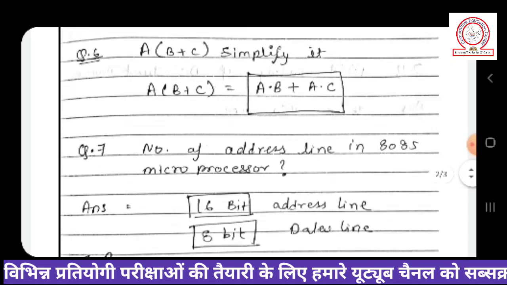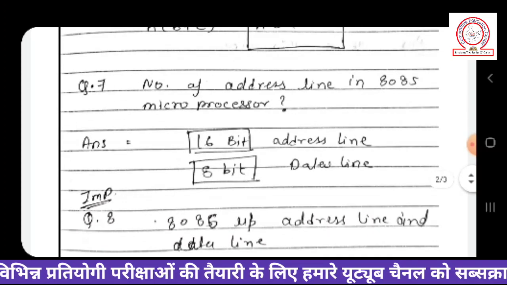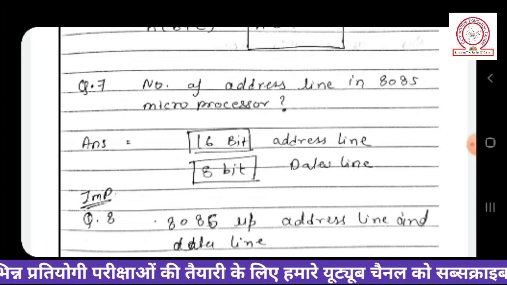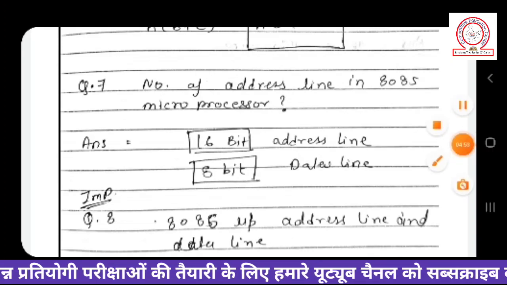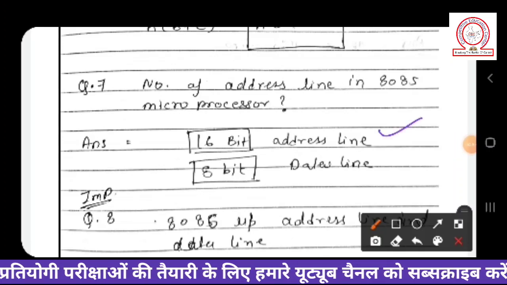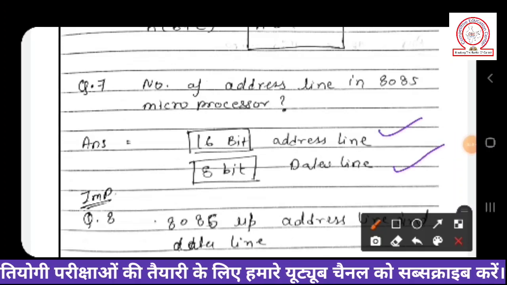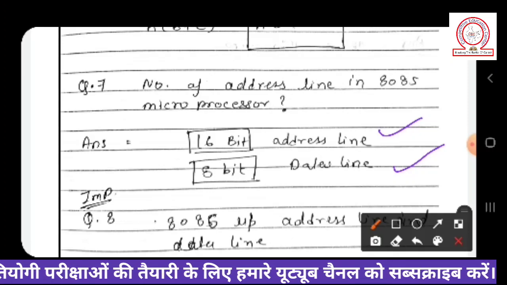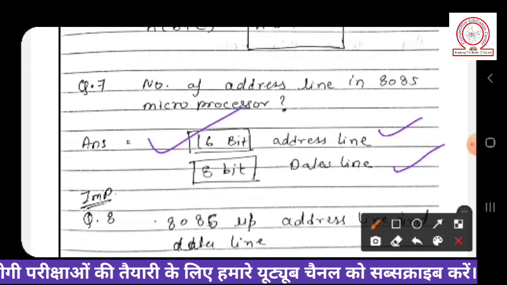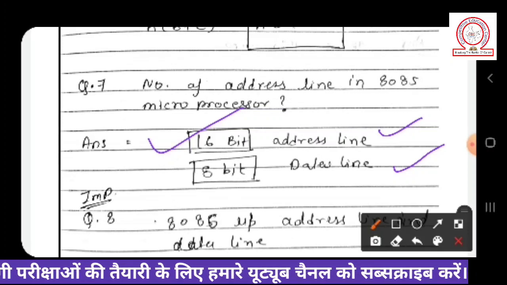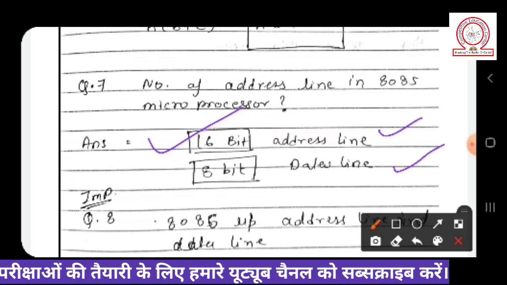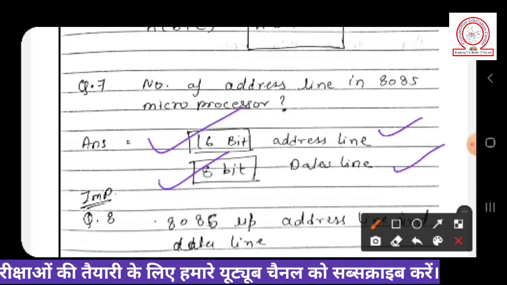There was one other question that came from microprocessor: the number of address lines in 8085. We must remember that there are 16 address lines and 8 data lines. So this time they asked for the 16-bit address line. It might come in an upcoming exam how many data lines the 8085 microprocessor has. That will be 8. So you must remember that.